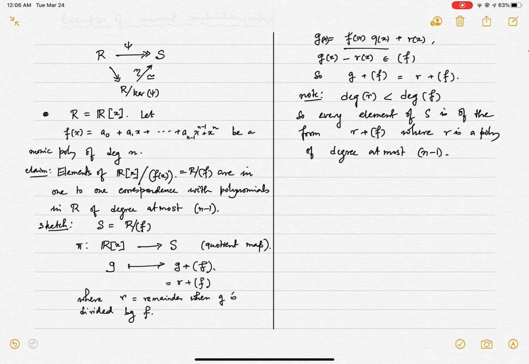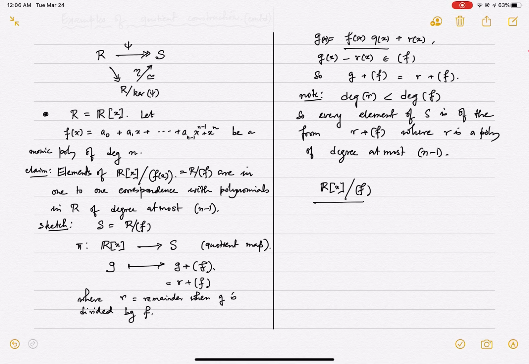Okay, so concretely, you can think of elements of this quotient ring as polynomials of degree n minus 1. When you add them, you just add them. When you multiply them, sometimes you might get things of degree more than n. But then you divide by f and take the remainder, and you have again brought the degree down to less than n. That's how the addition and multiplication of this ring works.